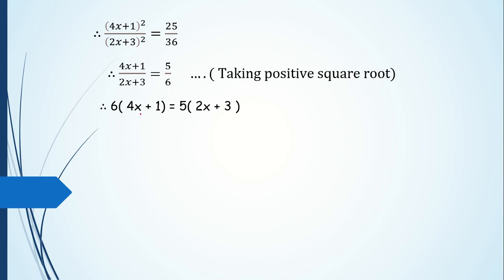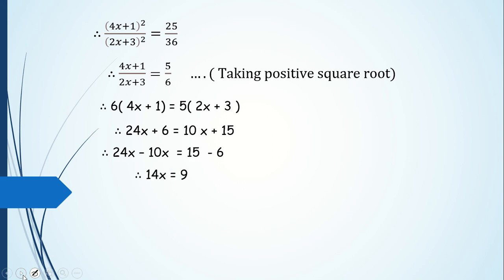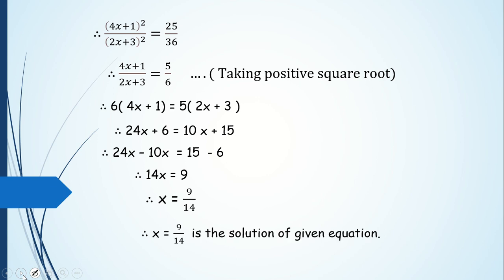6 4s are 24, 24x, 6 1s are 6. 5 2s are 10, 10x, 5 3s are 15. Now bring this 10x this side. 24x minus 10x is equal to 15 minus 6. So that's 14x is equal to 9. Therefore x is equal to 9 upon 14. And that's the solution. x is equal to 9 upon 14 is the solution of the given equation.